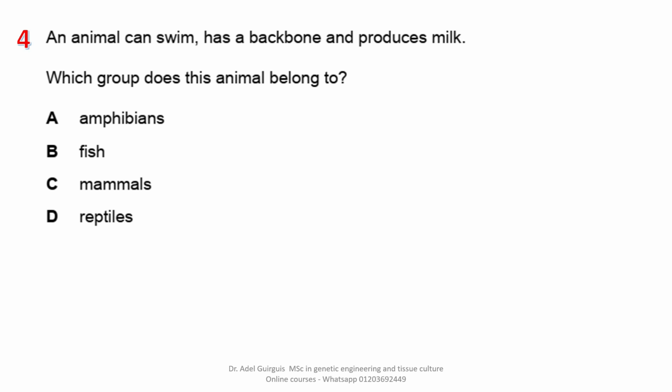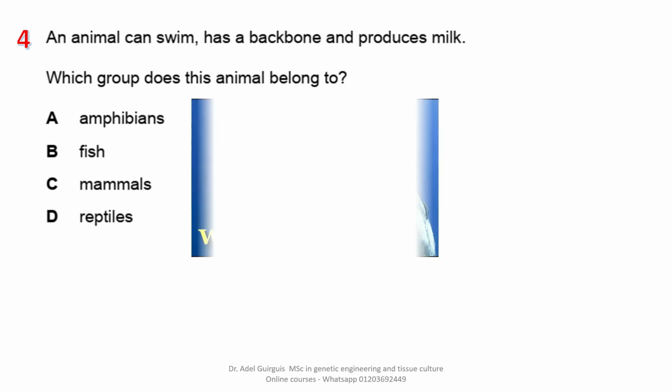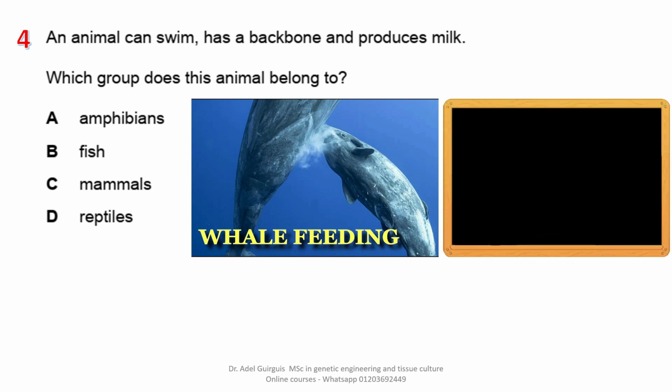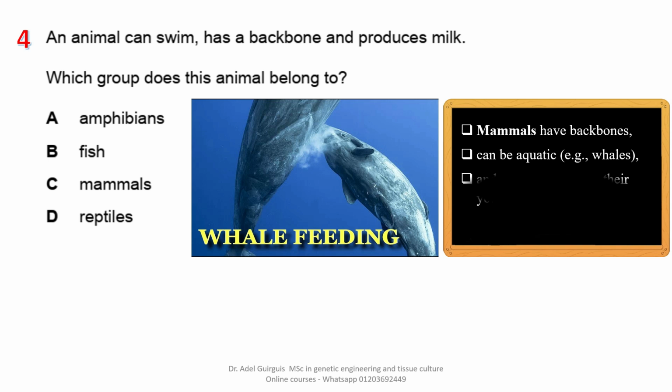Number 4. An animal can swim, has a backbone and produces milk. Which group does this animal belong to? This animal is a vertebrate. It has a backbone. Produces milk, like whales and dolphins. Can swim in water. They belong to mammals. Mammals have backbones. They are vertebrates. Can be aquatic, can swim in water like whales and dolphins, and produce milk for their young. So the answer is C.